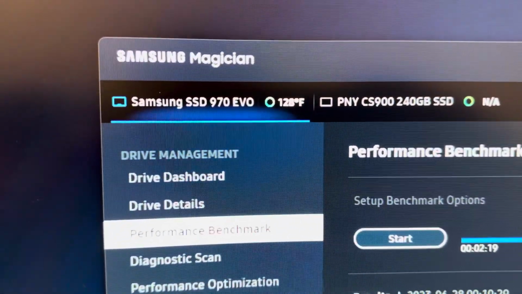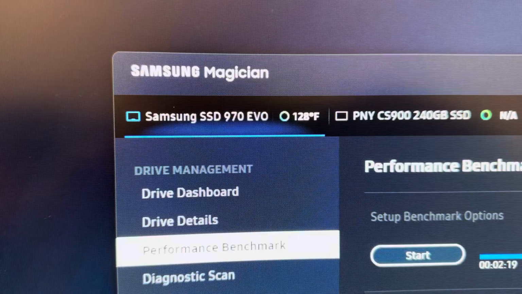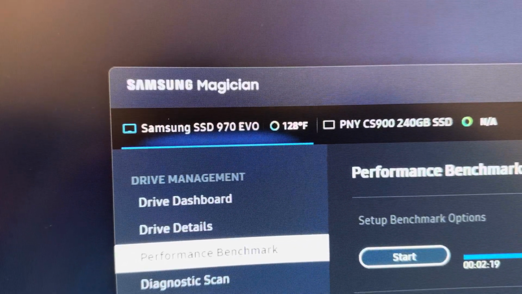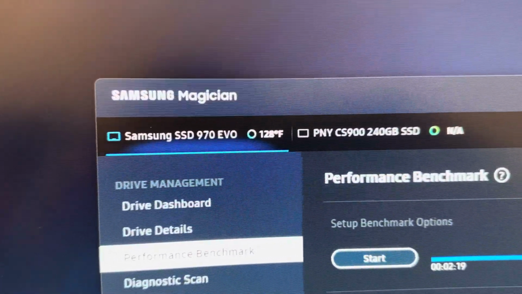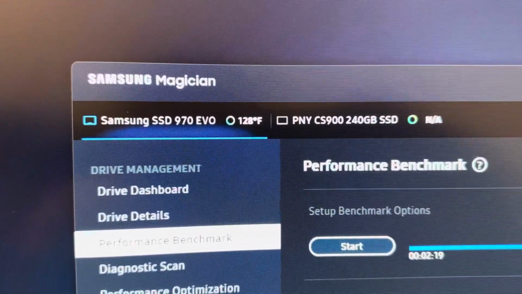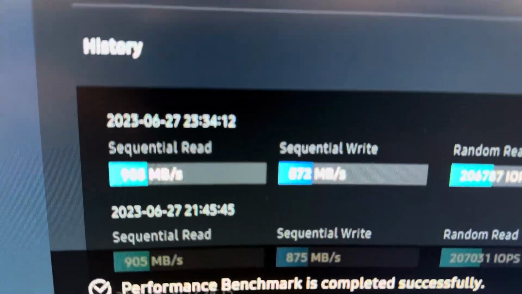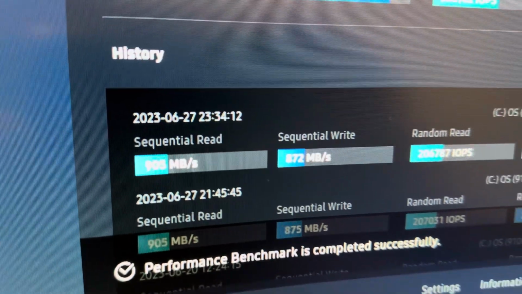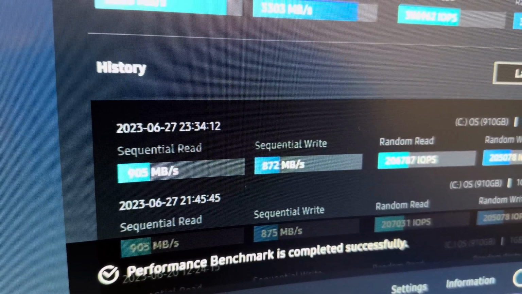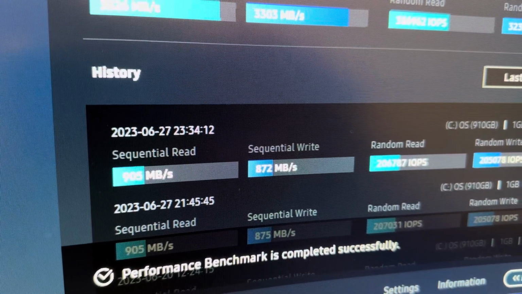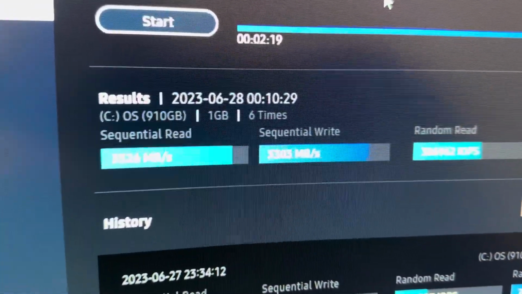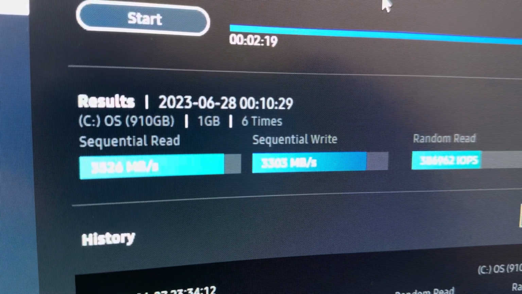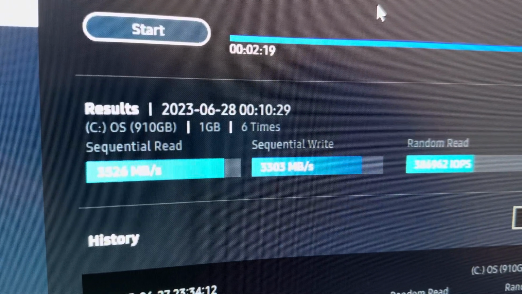If you have a Samsung SSD 970 Evo or any type of SSD and it's reading really slow for you, this is especially on a Dell XPS 8940. As you can see, here are my past results: 905 megabytes a second sequential read, and sequential write is 872. I have corrected this issue by going to the BIOS and resetting the BIOS to default.